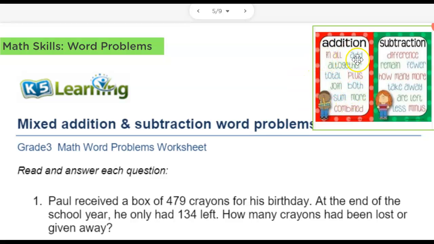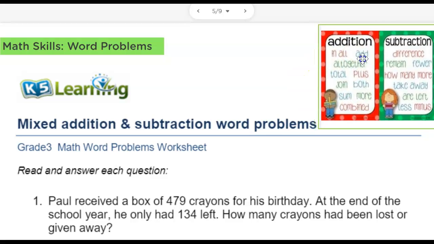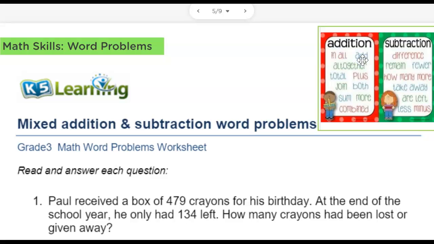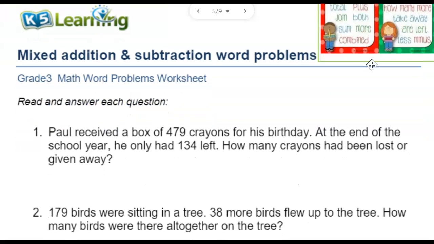So for our homework yesterday, we identified words that tell us if we have to add or subtract. I have this key up here in the corner. If we see the words in all, add, altogether, total, plus, join, both, sum, more, or combined, that would be addition. If we see words like difference, remain, fewer, how many more, take away, are left, less, or minus, it would be subtraction. If there are none of these words, then we need to use our inferences to decide if it's adding or subtracting.